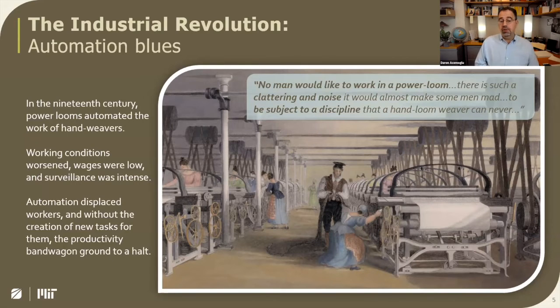And this was a very important part of the reason why for the first about 100 years of the Industrial Revolution, you don't see much increases in wages. And at the same time, working conditions are worsening for workers.